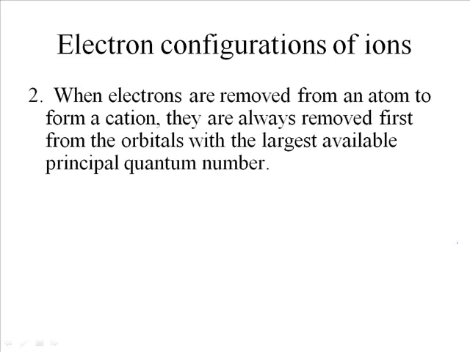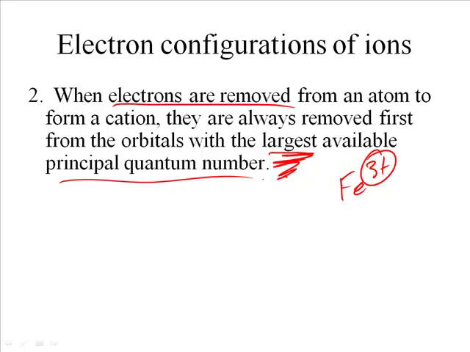Okay, now with ions, also an exception. When electrons are removed from an atom, so let's say you have Fe3+, when those 3 electrons are removed, they're always removed first from the orbitals with the largest available principal quantum number. So iron 3+, the normal electron configuration for iron would be argon 4s2 3d6. However, with iron 3+, you've lost 3 electrons.